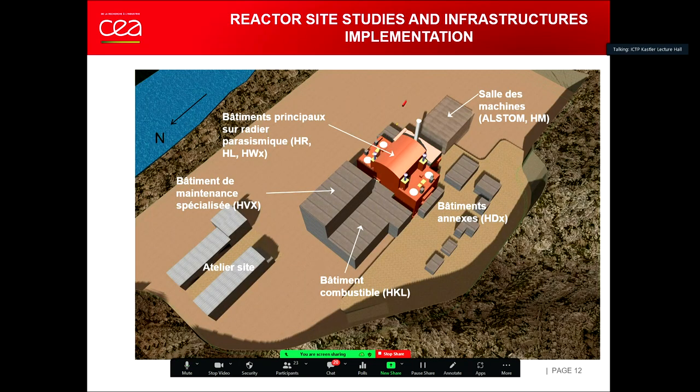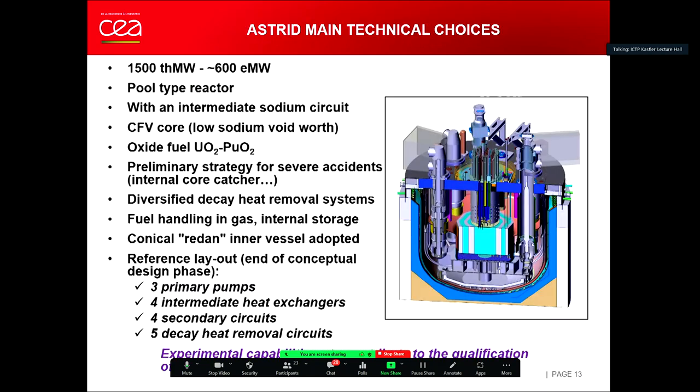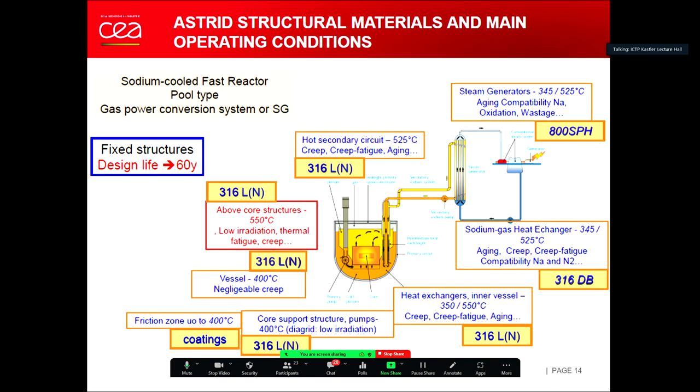Okay, here, this is the reactor site, close to the Rhone River, here in blue. I won't go into detail, but here you have the material distribution. You can notice that we have an objective, a target of 60 years life duration. We have a so-called austenitic steel, 316 LN.